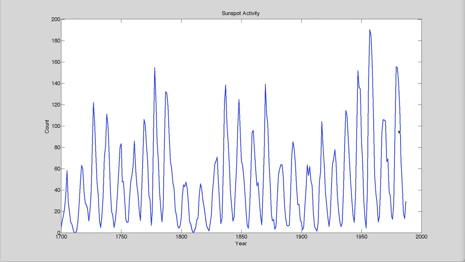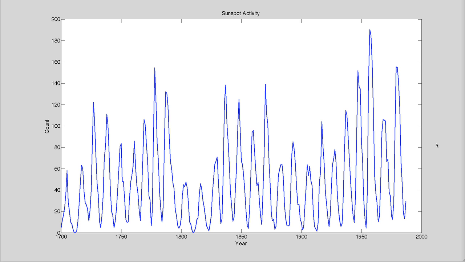Well, in this lecture, we're going to look at two examples of using the DFT to compute spectra or understand the periodicities or the frequency content of data. The first example that I want to look at is the sunspot activity measured over a number of years.